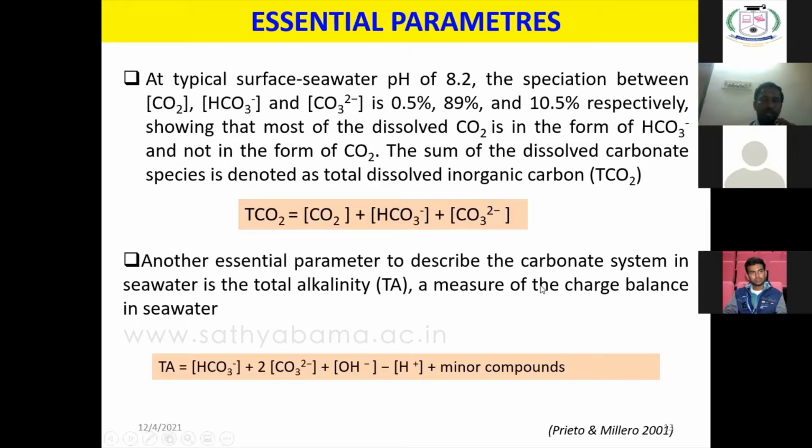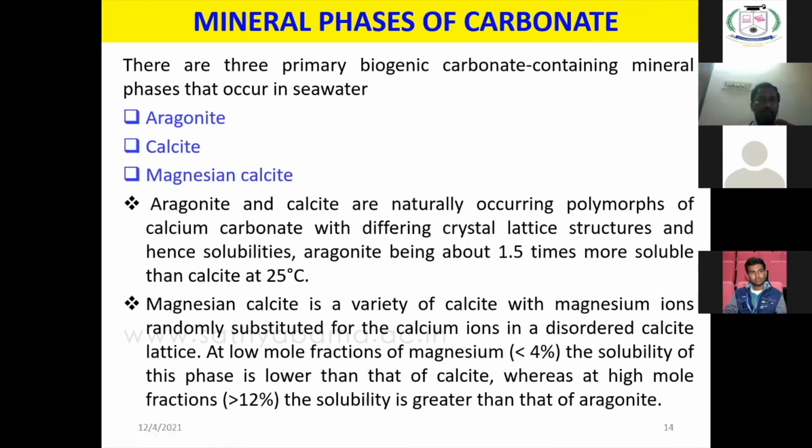Total alkalinity is a term which can be described in terms of charge balance. It is the addition of the concentration of bicarbonate ion and carbonate ion, and of course the hydroxyl ion that will be from the water molecule, H+ and OH-. Since we are dealing with alkalinity, the H+ will be subtracted, and then the minor compounds will also be added.